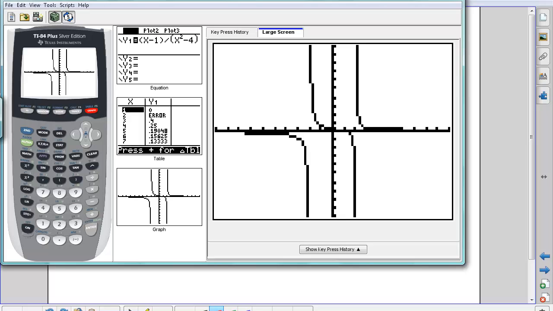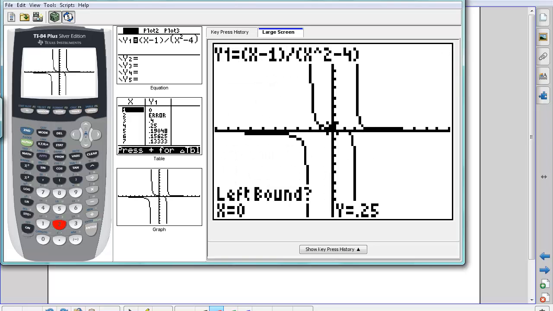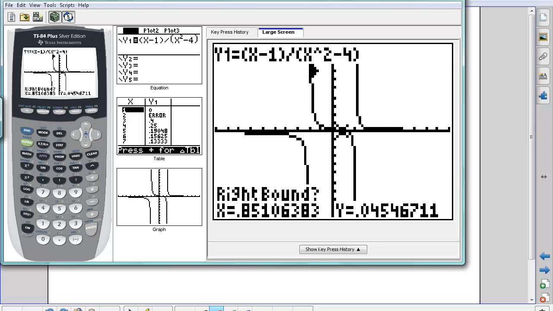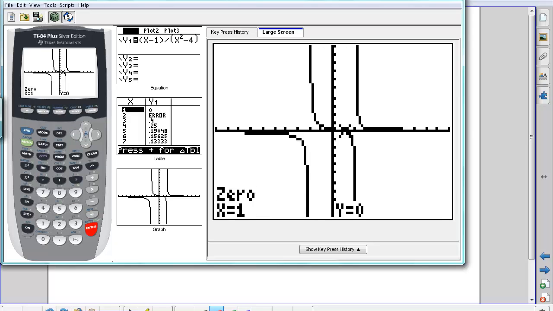And then the only other thing we really need to know is, are there any x-intercepts? If you look right in the middle of this graph, there appears to be a point where it crosses over. So let me calculate this x-intercept. I know over here I'm above the x-axis for that left bound. Let me go to the right until I drop down below. Okay, I'm below the x-axis there. So we hit enter and then enter one more time. We do have a 0 at x equals 1.